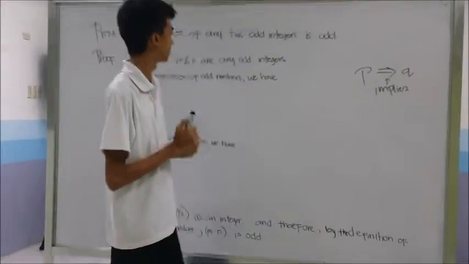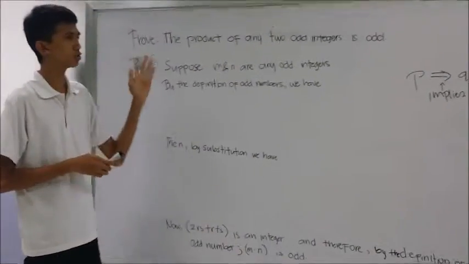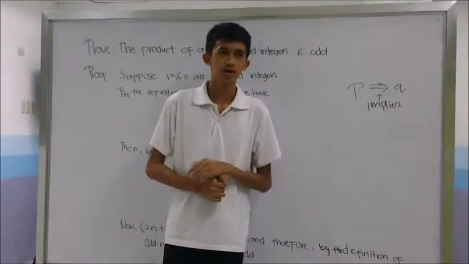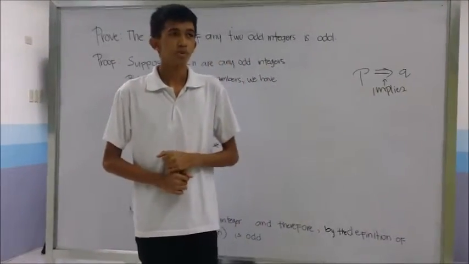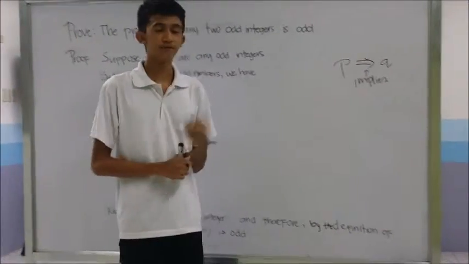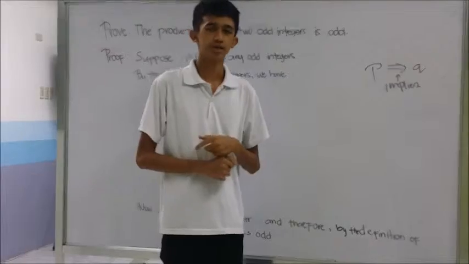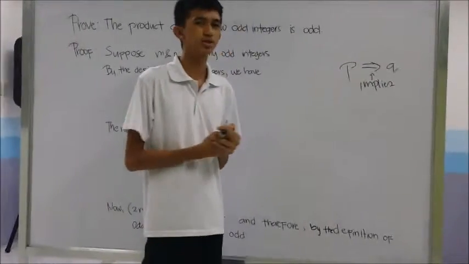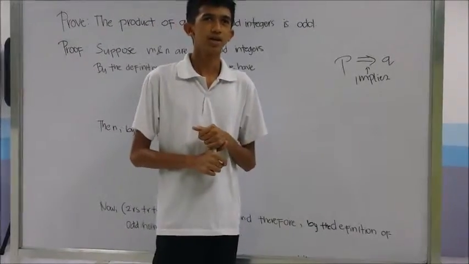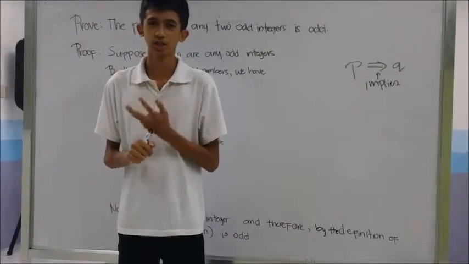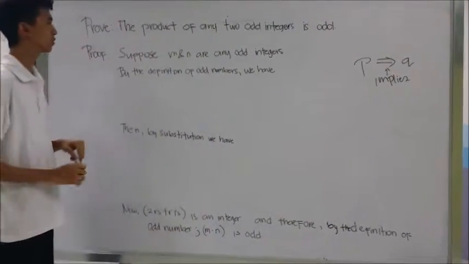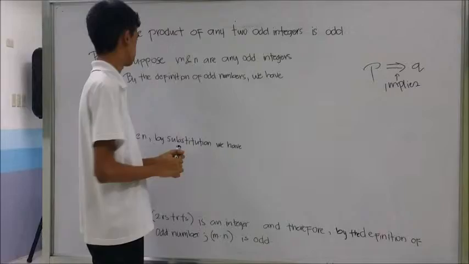Here is an example. Prove that the product of any two odd integers is odd. Example, 1 and 3. They are odd. If you multiply them, the product is 3. And 5 and 7, the product is 35. But no matter how many million times you show it, it is still not considered to be true. So we have to prove it. Proof: suppose m and n are any odd integers.